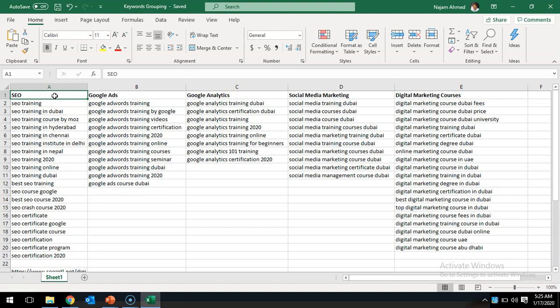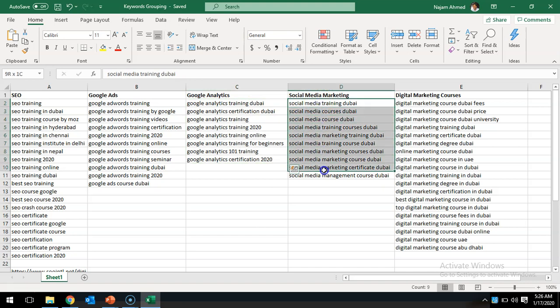all the keywords related to SEO, right? See the second column, I come up with different tools and brainstorming and different keyword tools. Using those, I got these ideas that the people are searching Google Ads training or Google Ads course. So I combine them all here. So when it comes to my third training, let's say Google Analytics training, I got to know that the people are searching about Google Analytics in this way, right? So I combine them all together here.